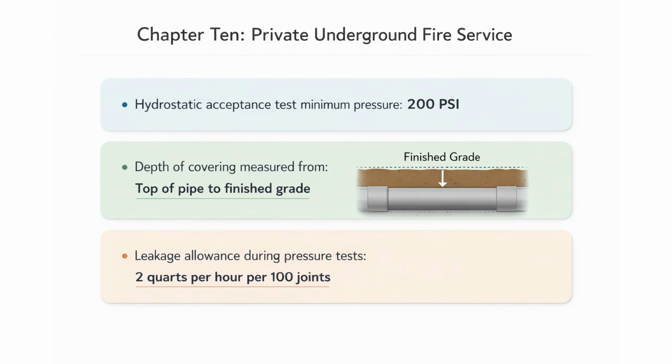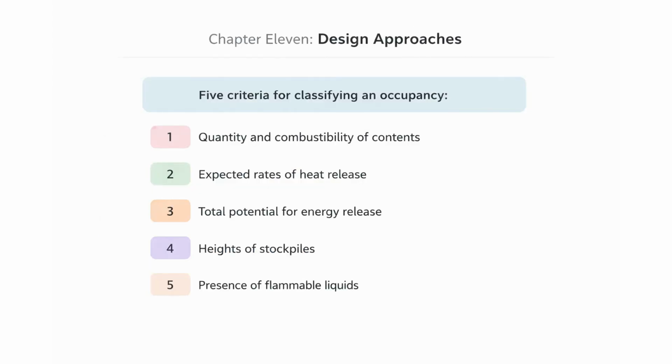Chapter 11 focuses on design approaches. When classifying an occupancy, 5 main criteria are considered: the quantity and combustibility of the contents, the expected rates of heat release, the total potential for energy release, the heights of any stockpiles, and the presence of flammable liquids. These factors determine the hazard level and the corresponding system design requirements.